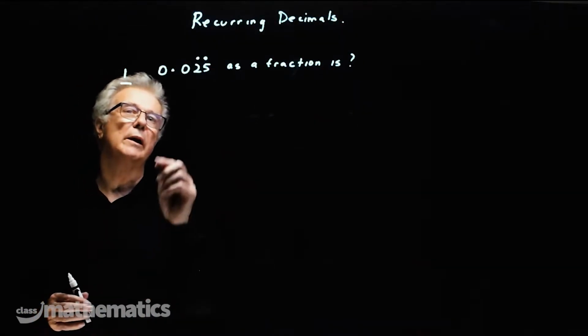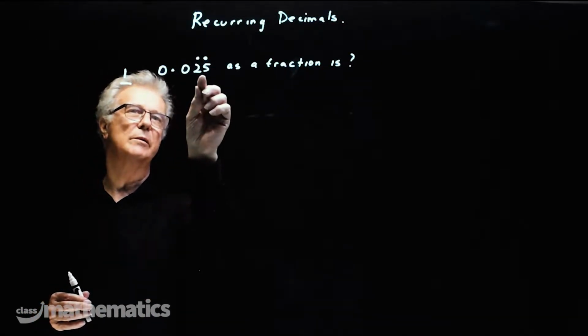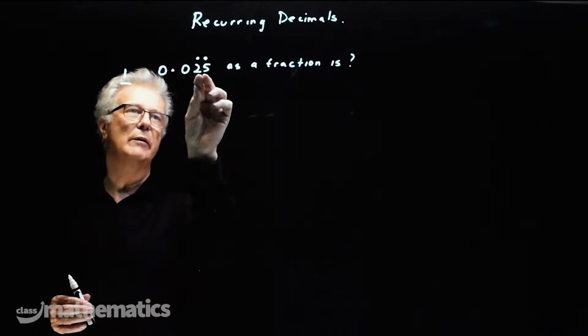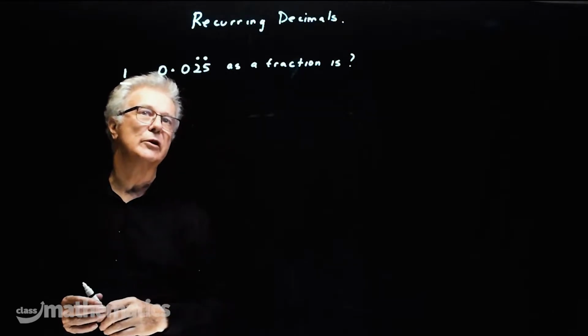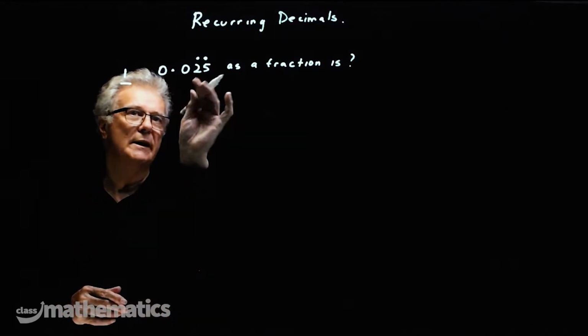Right, in this question here, we're going to rewrite this decimal repeater, 0.025 repeater, as a fraction in lowest terms, using a limiting sum of a GP. So first of all, I'll set this up.